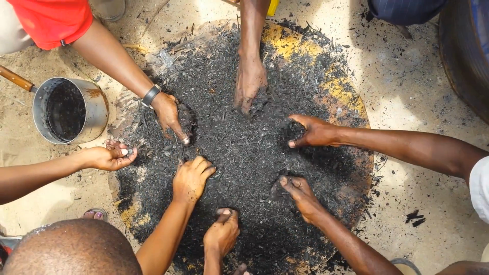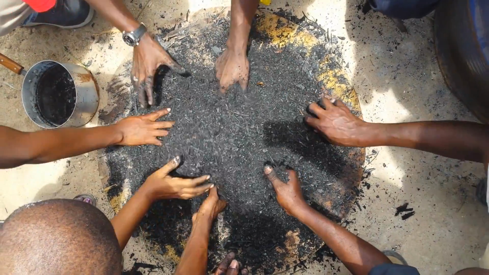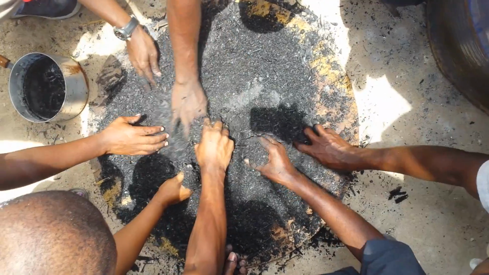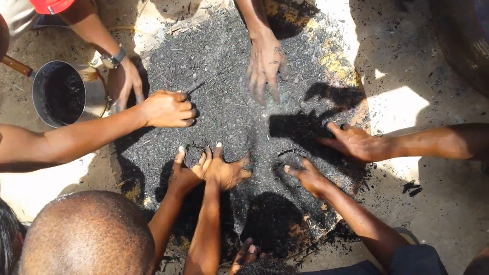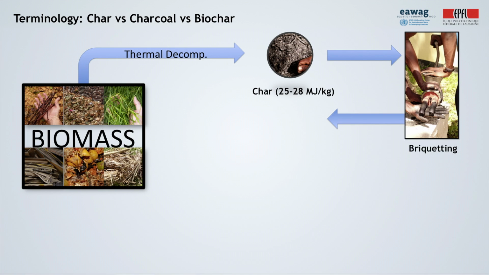When char is obtained from less bulky biomass, such as leaves, small branches, plant seeds, coconut shells, etc., the final output might be too dusty to be burned directly, as the one seen in the movie. And therefore it requires briquetting. Briquettes have a lower calorific value due to binding materials used.